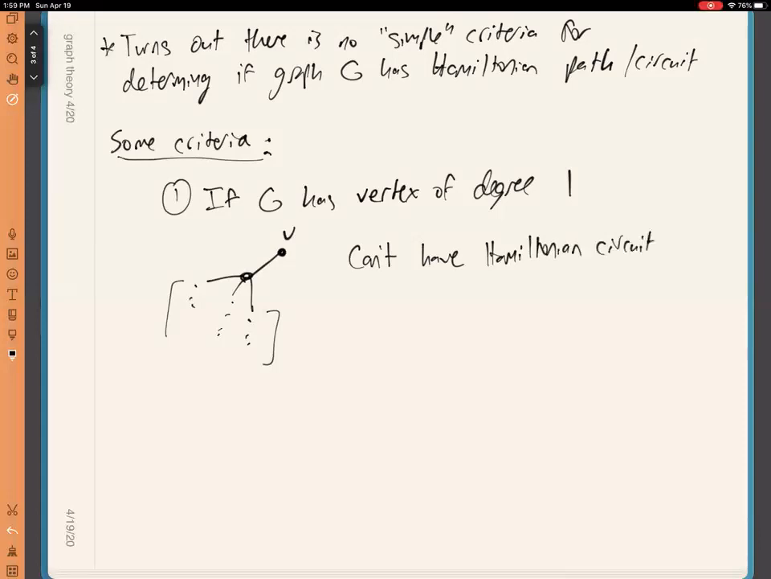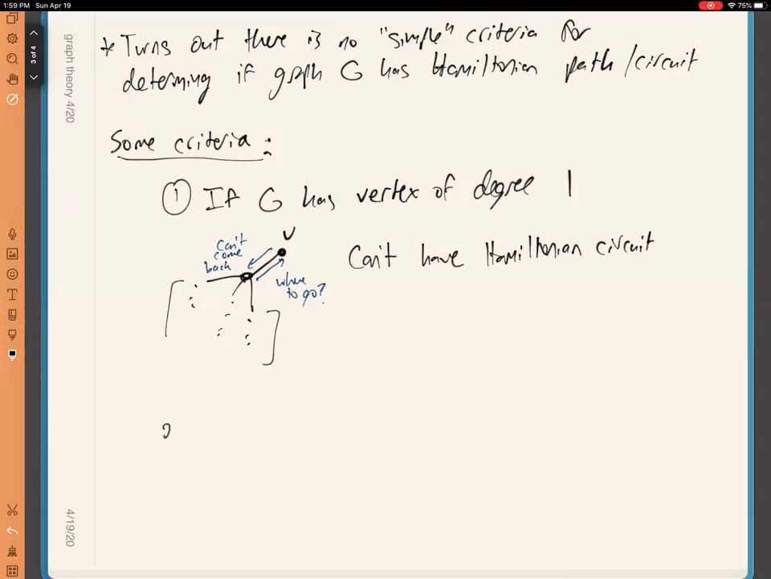And why is this? Let's suppose the path leaves the graph and goes here. Then it can't go any further. So where is it going to go if the degree is only 1? Similarly, suppose you start at V. If you start at V, you eventually have to come back. But as soon as you come back, you're going to have to cross through this vertex again, the one vertex that's connected to V. So this is one simple criterion which rules out having a Hamiltonian circuit: if there's a vertex of degree 1, there's no Hamiltonian circuit.